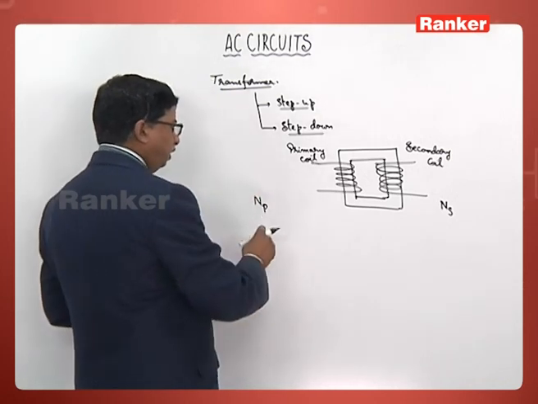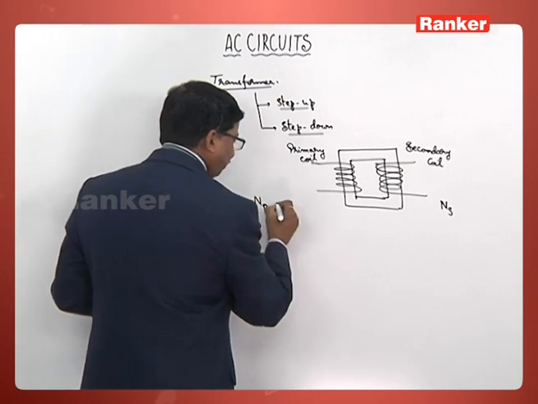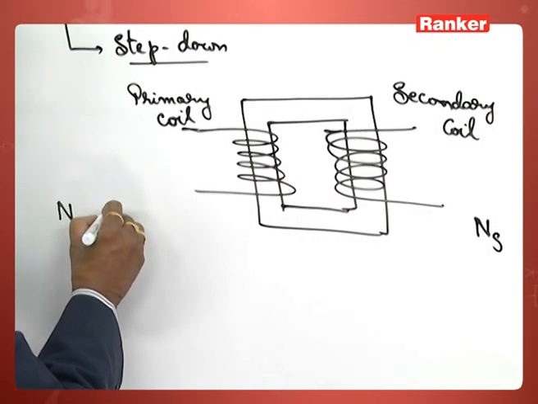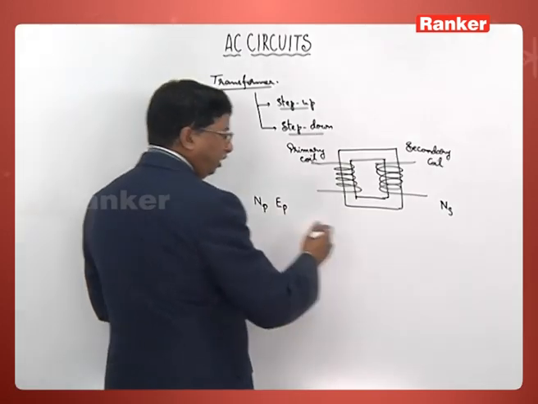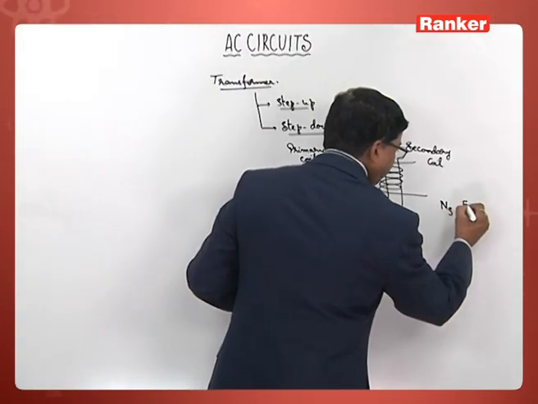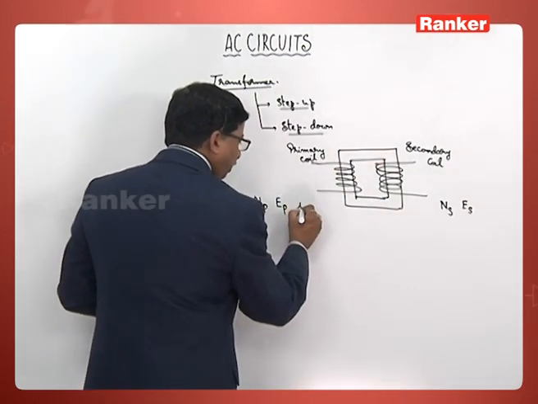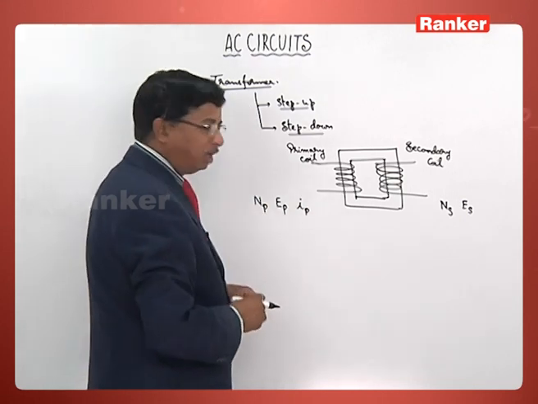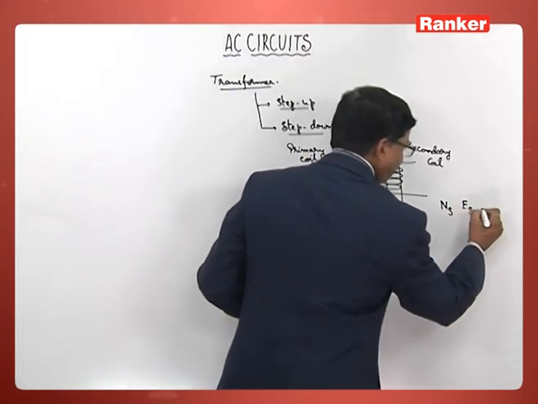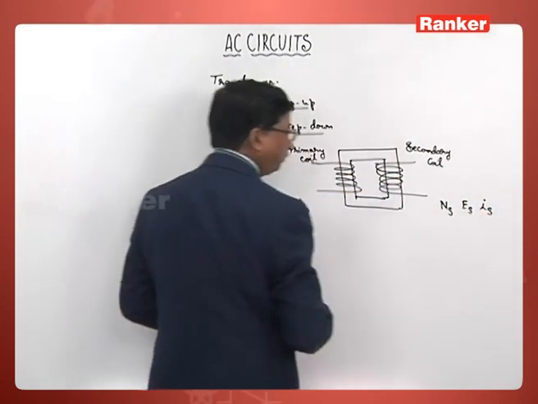In exactly the same manner, the input voltage we are giving here, I call it E primary. Similarly, E secondary. Likewise, the current in the primary coil, I consider as I primary, and the current across the secondary coil, I take as I secondary.